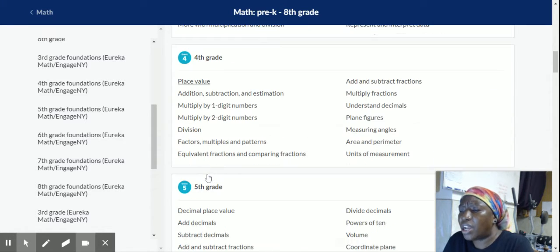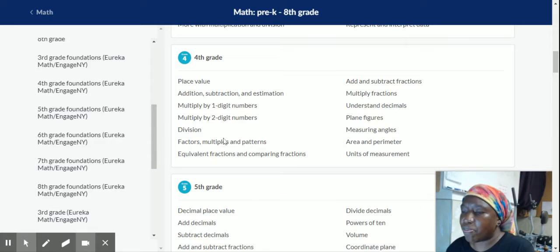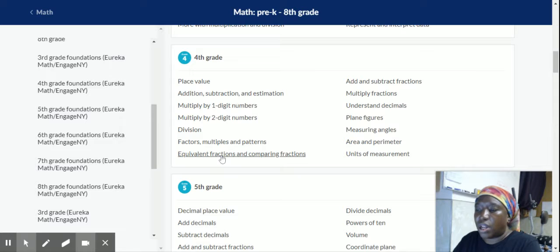Okay, look at the 4th grade. Okay, so now we got multiplication by 2-digit numbers, but you already know how to do that. Once you start counting up to 144, you count by 2s, you count by 3s, you count by 4s, you count by 5s, you count by 6. But when it says 2-digit numbers, that's 10s, 20s, 30s, 40s, 50s, 60s, 70s, 80s, 90s. Because 2 digits are 2 numbers, remember? Okay. Factors, multiples, and patterns. This is the 4th grade. Equivalent fractions and comparing fractions, adding and subtracting fractions, multiplying fractions.